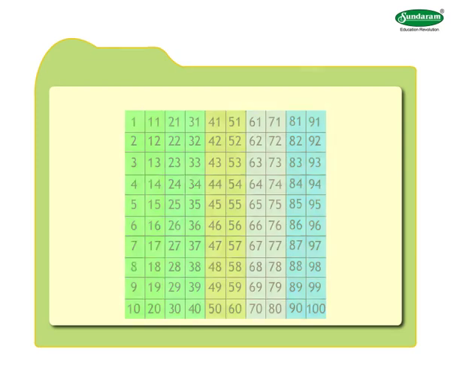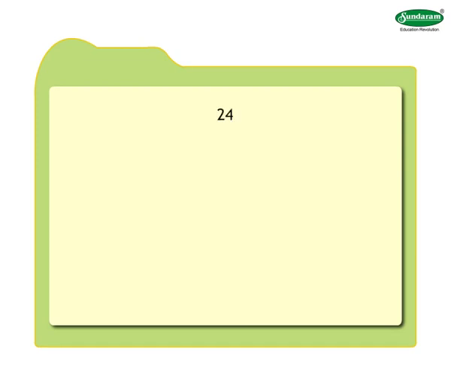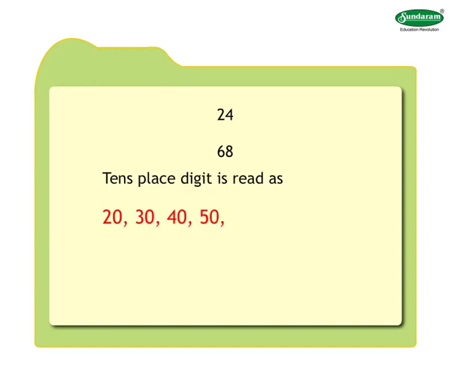Now randomly. 24 is read as 24. 68 is read as 68. And so on. Thus, the tens place digit is read as 20, 30, 40, 50, 60, 70, 80, 90. Then, to read the numbers with tens and units place together, we read the units place digit after reading the tens place digit.